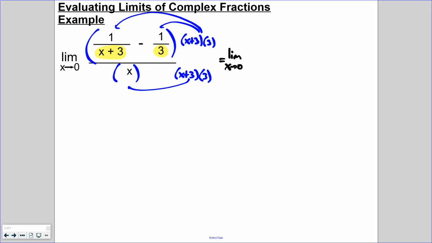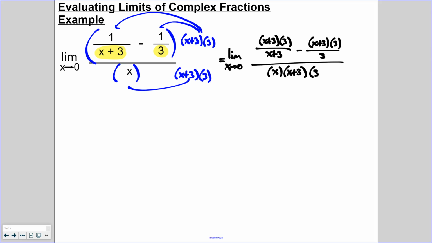All right, so again, we're factoring that in. So let's see, we're going to have x plus 3 times 3 over x plus 3 minus x plus 3 times 3 over 3, all over x times x plus 3 times 3. All right, so we factored it in.